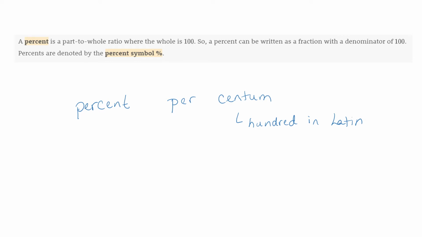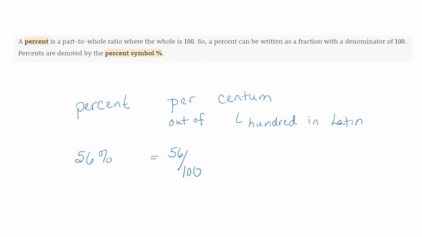So there are 100 years in a century. A centurion is over 100 soldiers, and so forth. So percent means out of 100 or per 100. So if I'm looking at 56%, I'm looking at 56 per 100.